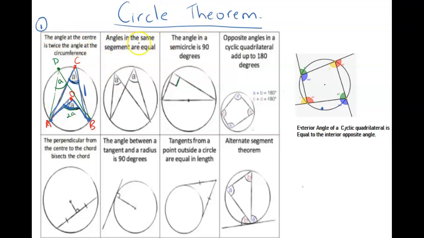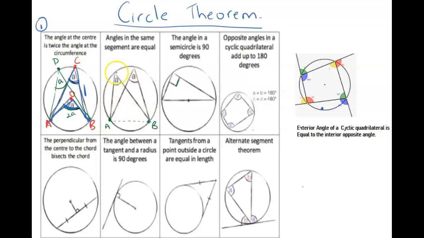Now the second rule says angles in the same segment are equal. So again, let's say this point here is A and this point here is B. Now if I draw a dotted line here, this again will be a chord. This chord will separate the circle into 2 segments. This one is called the major segment and this one here is called the minor segment. What they're saying in this law is that angles in the same segments are equal.